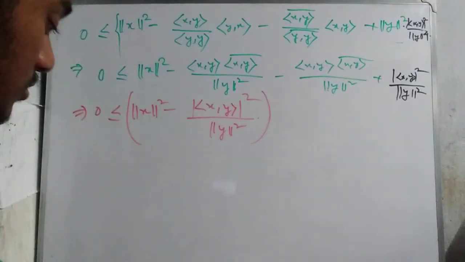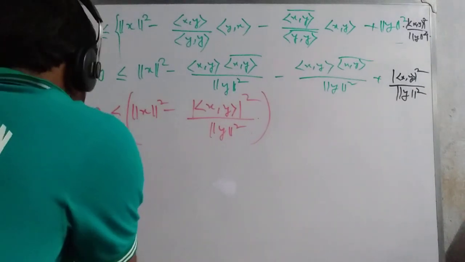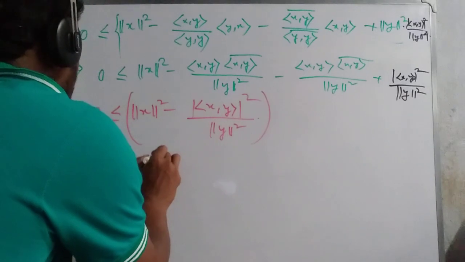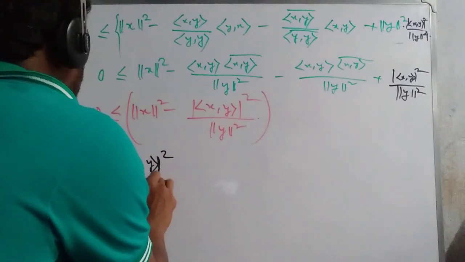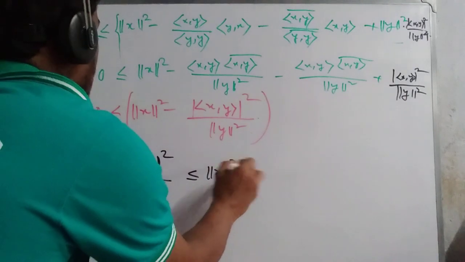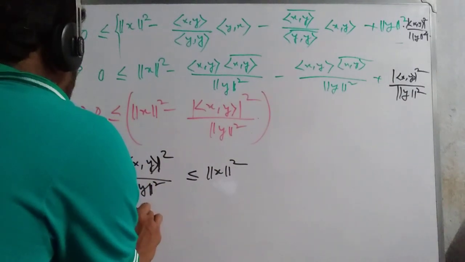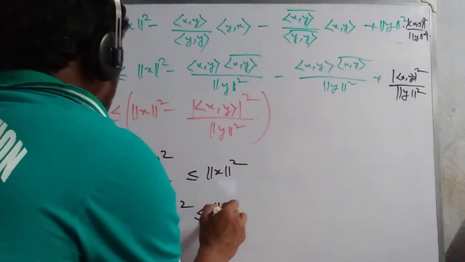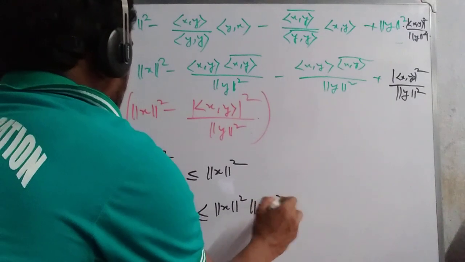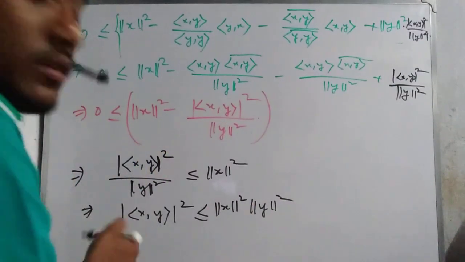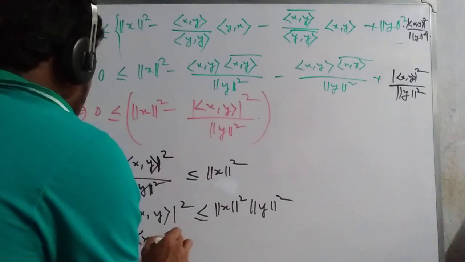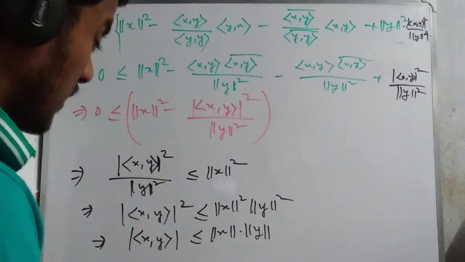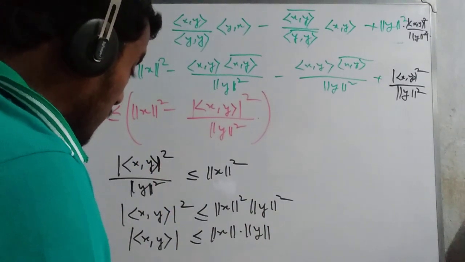Now we discuss this topic. So modulus of (x, y) squared over norm of y squared is less than or equal to norm of x squared. This implies that the modulus of the inner product of x and y, squared, is less than or equal to norm of x squared times norm of y squared. This implies that the modulus of the inner product of x and y is less than or equal to norm of x times norm of y. Done. Not a problem at all.